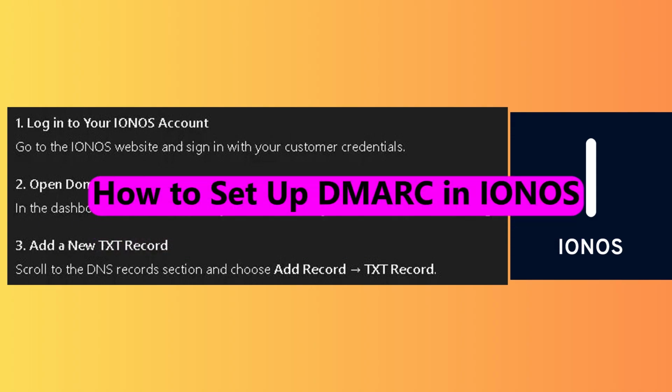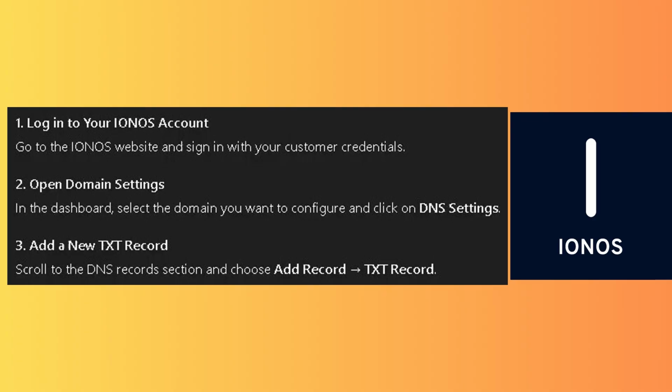In this video, you will learn how to set up the DMARC Ionos. Log into your Ionos account. Go to the Ionos website and sign in with your credentials to log into your account. Open the domain settings. In the dashboard, select the domain you want to configure, then click on the DNS settings.